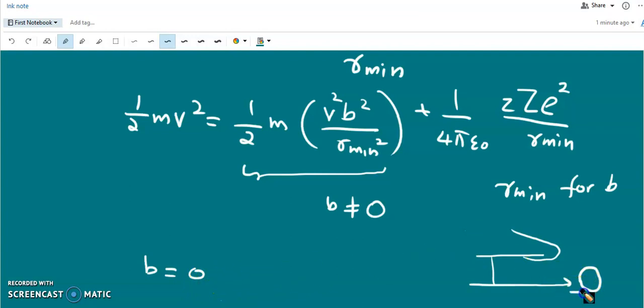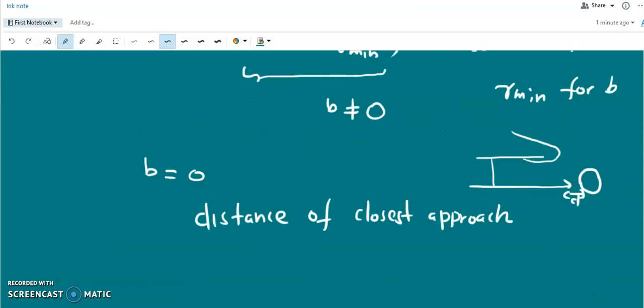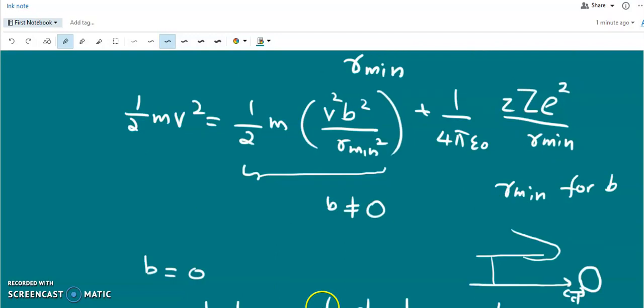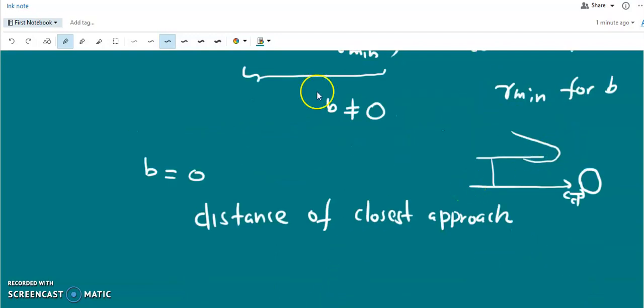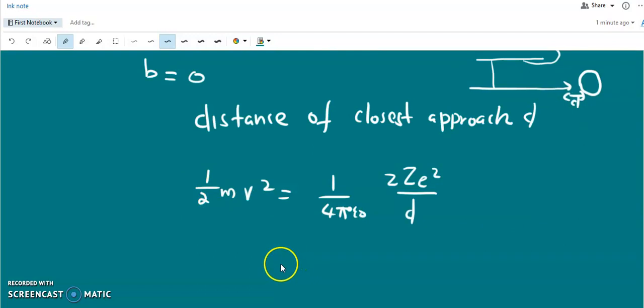ആ ഡിസ്റ്റൻസിന് നമ്മൾ the distance of closest approach എന്ന് വിളിക്കുന്നു. And we can find this distance of closest approach by putting b equal to 0 in this expression. Okay, so when b equal to 0 here, the r minimum is equal to the distance of closest approach d. So that is d.